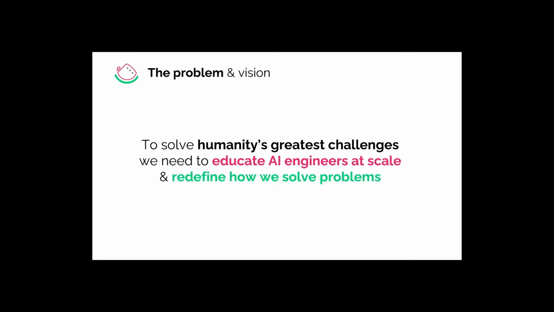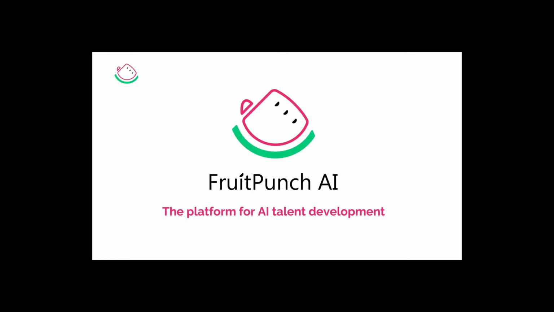So that's the vision of FruitPunch. We want to solve humanity's greatest challenges by educating the next generation of AI engineers at scale and also redefine how they solve these problems, because we focus only on AI for good, meaning that all AI we build, we want to connect to one of the SDGs, the Sustainable Development Goals. With that, we're building the platform for AI talent development.